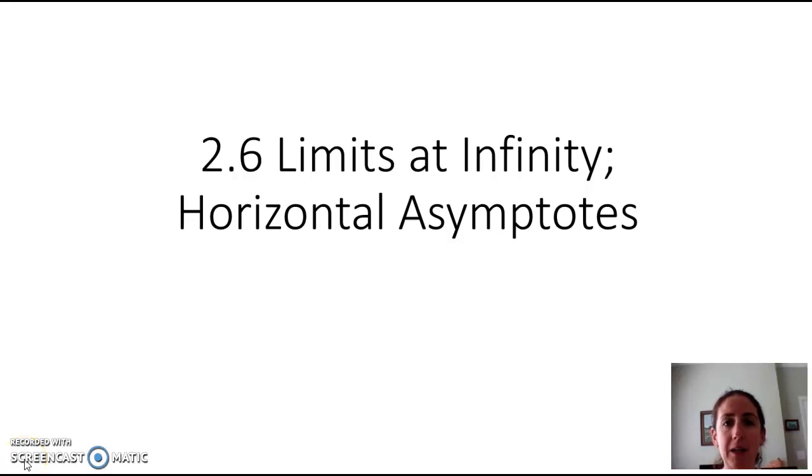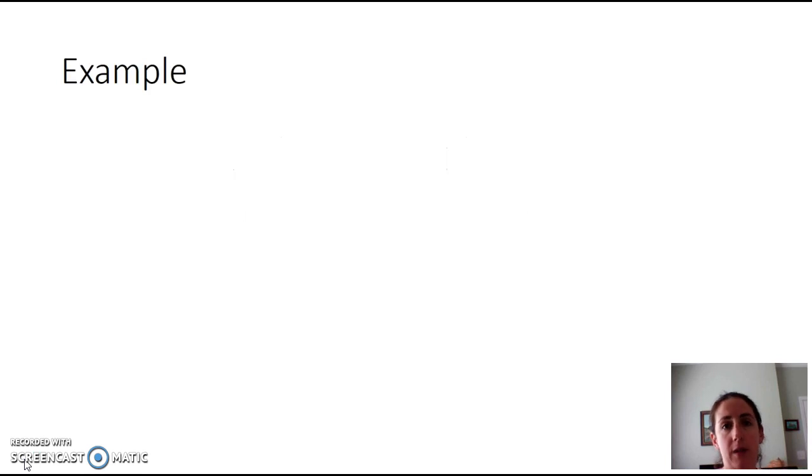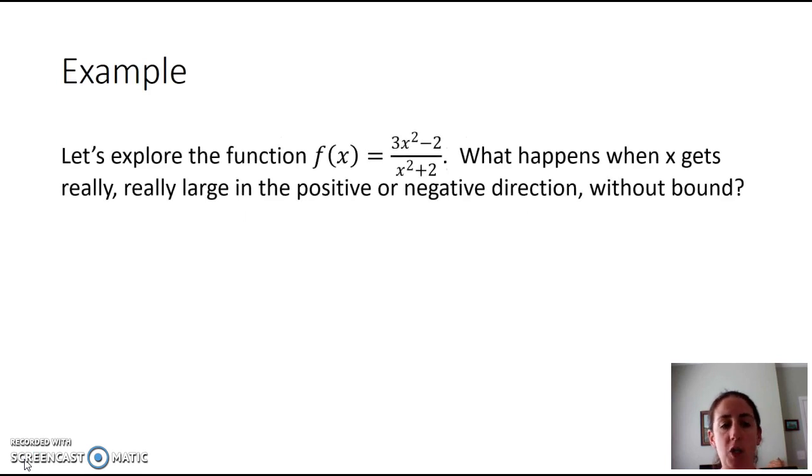Hello, today we're going to talk about limits at infinity and horizontal asymptotes. So let's start off with an example. Let's just look at the function (3x² - 2)/(x² + 2). What happens when x gets really large in the positive or negative direction without bound?